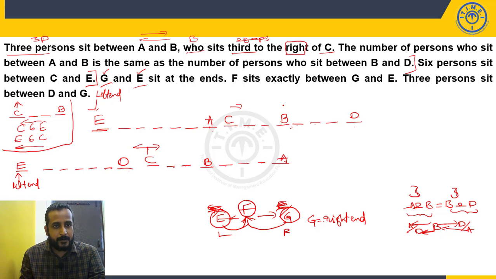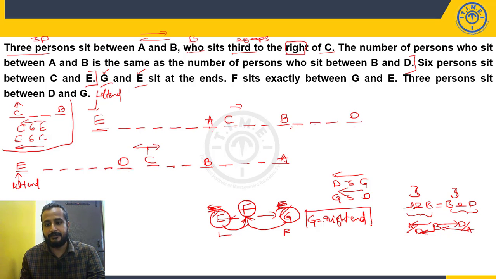Move ahead. 3 persons sit between D and G. It may be the left side or the right side. D, 3 persons, G, or G, 3 persons, D. But we have one of the statements, G is at the right end.